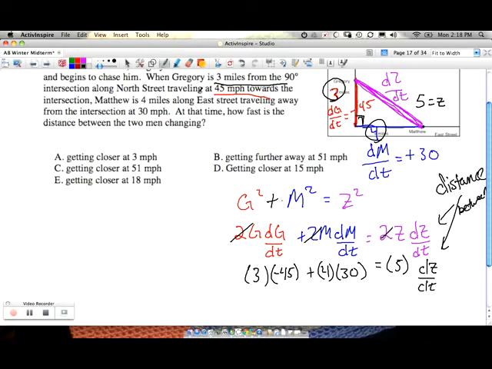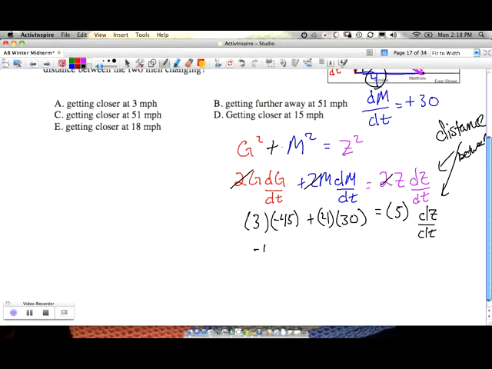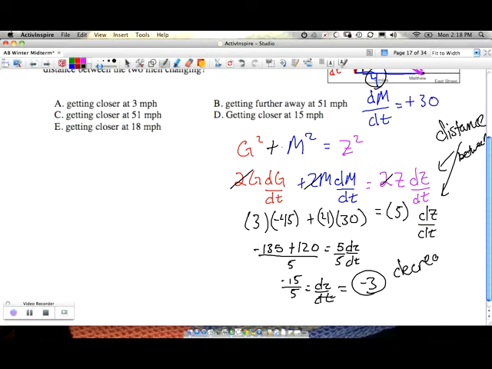Okay, so what do we do here? I guess it's just some algebra. We get negative 135 plus 120 equals 5 dz dt. If we divide both sides by 5, negative 135 plus 120 is really negative 15, so that's just negative 3. Or decreasing at a rate of 3. That would be A.